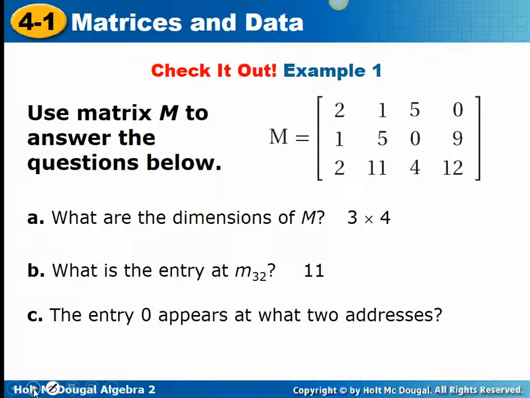The entry 0 appears at what 2 addresses? You see that's up here in 2 different spots. One of those spots would be M14, first row, fourth column, and one would be row 2, column 3, so M23.